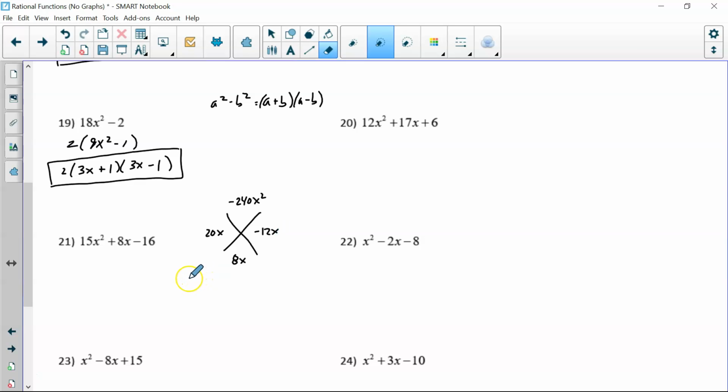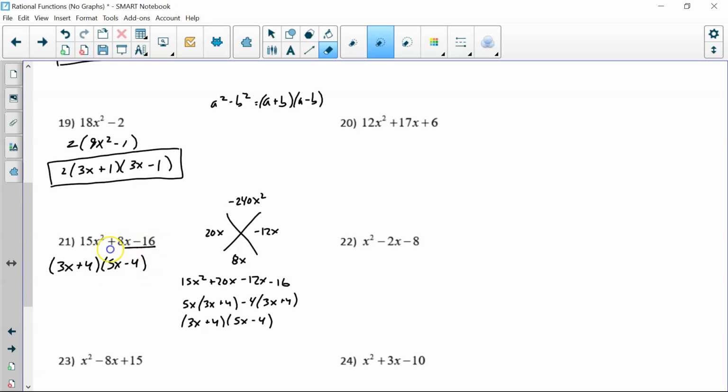So if we look at our grouping method, first term, the initial, 15x squared. Last term is still negative 16, so we have our plus 20x minus 12x. Common factor of the first two terms is 5x, so we're left with 3x plus 4. Last two terms, our common factor is a negative 4, and we're left with 3x plus 4. So our common factor is 3x plus 4, and then we're left with 5x minus 4. So there's our factors, 3x plus 4, 5x minus 4.